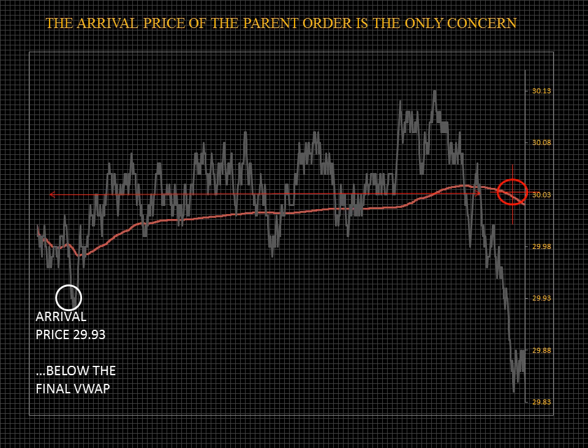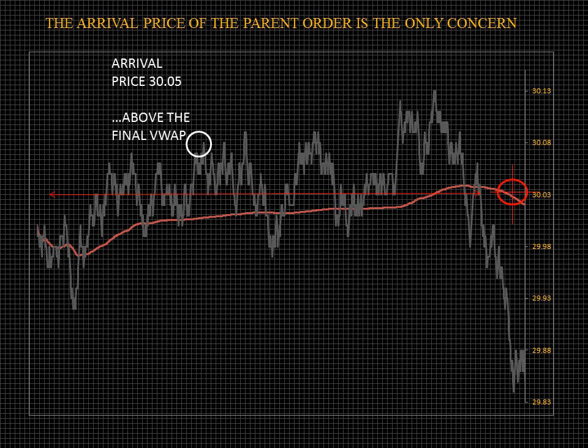Throughout the trading day, we'll take a look at different arrival prices. In this first example, the arrival price of $29.93 is below the final VWAP. Moving forward through time, through midday, we see the arrival price of $30.05. This comes in above the final VWAP.